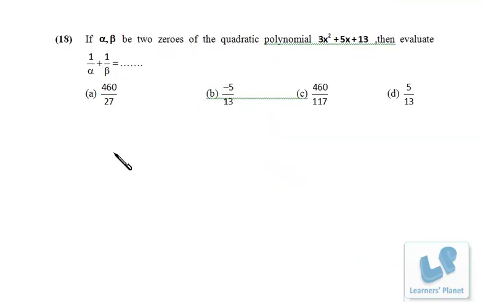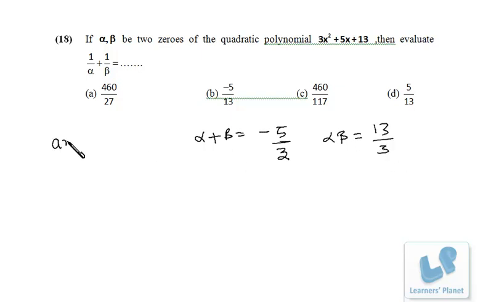Now this question: if alpha and beta are two zeros of the quadratic polynomial, then we have to evaluate the value of this. We have already discussed alpha plus beta is what? That is the coefficient of x by the coefficient of x square, in negative. So it's minus 5 by 3. Now alpha beta is what? That's the constant term by the coefficient of x square, that's 13 by 3, right?